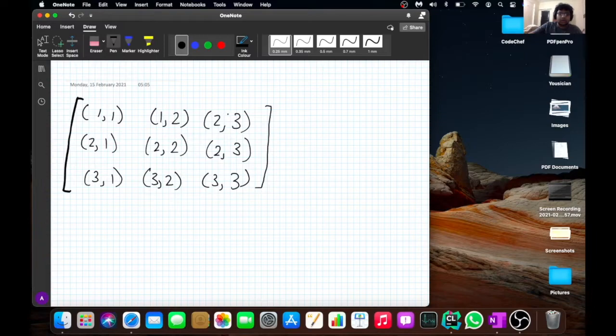Then 2 3 also. So if you start at 1 3, then you'll end up at 2 3. That'll be the first cell you revisit. And if you start at 2 3, then 2 3 again will be the first cell you revisit. Then similarly 3 3, if you start at 3 3, 3 3 will be the first cell you revisit. If you start at 3 2, 3 2 will be the first cell you revisit. If you start at 3 1, 3 1 will be the first cell you revisit.